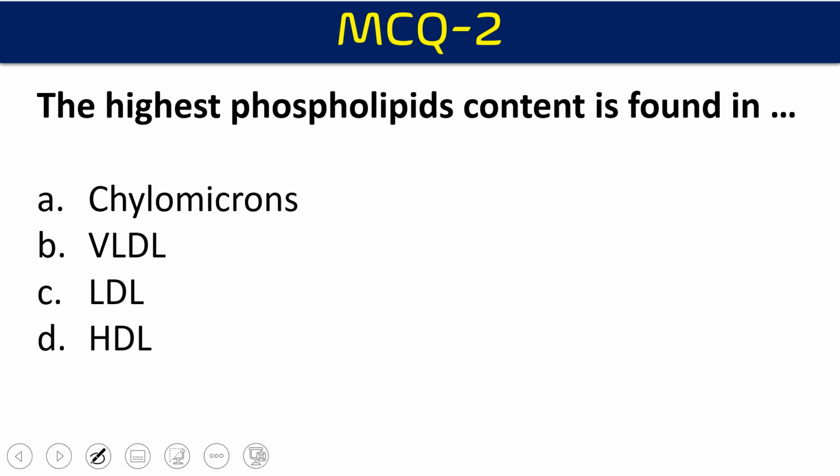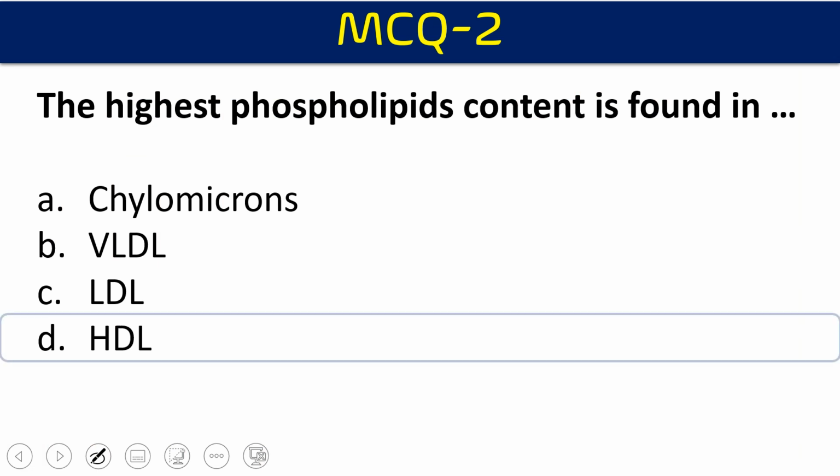The second question is: the highest phospholipid content is found in chylomicron, VLDL, LDL or HDL. As you know, a lipoprotein is composed of lipid as well as protein, so both will be there. You have to tell which has the highest amount of phospholipid content. The correct answer is HDL.